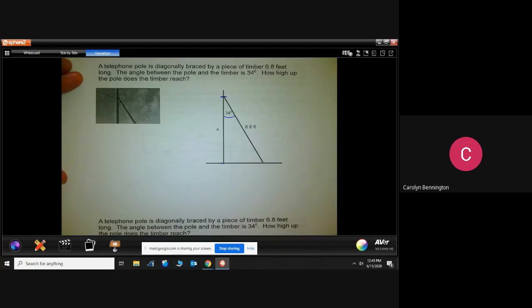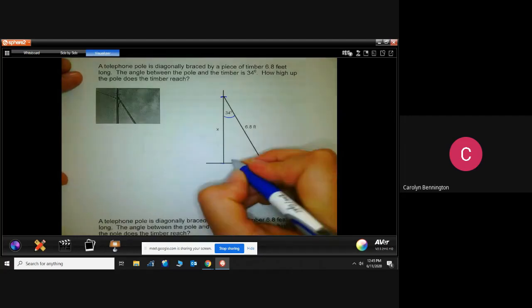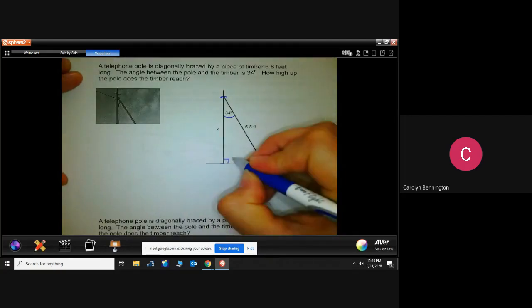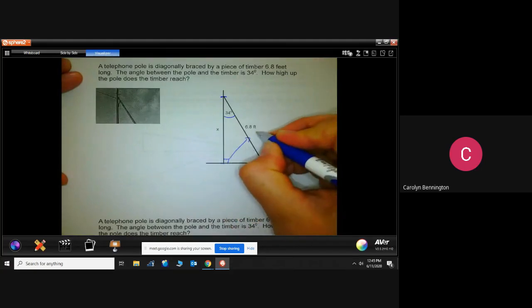So again, we want to label our triangle so we can figure out whether we're using sine, cosine, or tangent. So here's our 90-degree angle. So directly across from that is our hypotenuse.